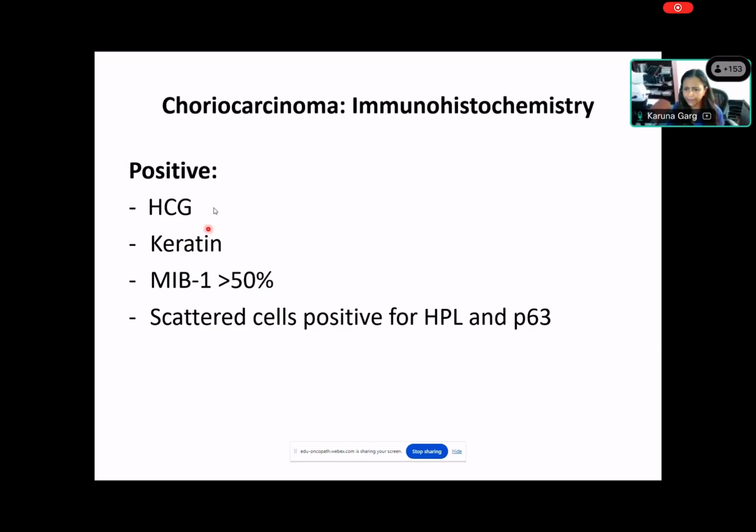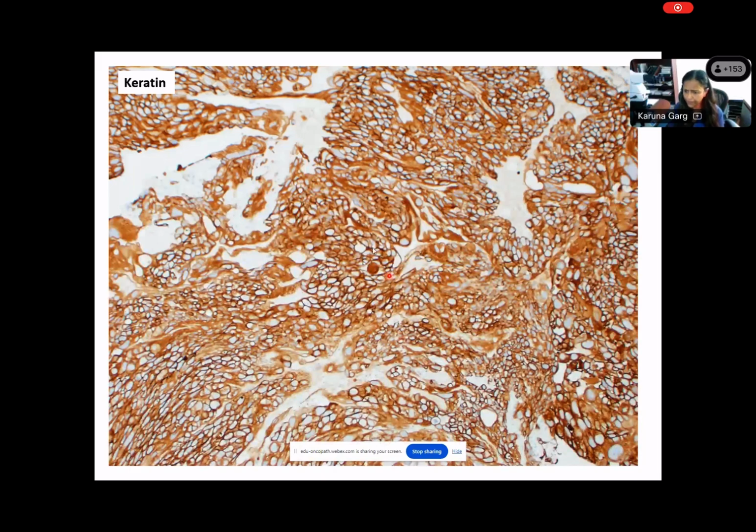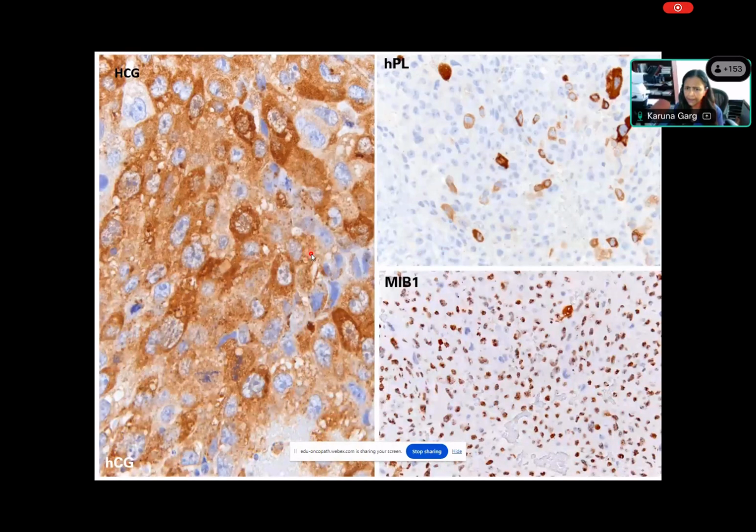In terms of immunohistochemistry, these will be positive for keratin. These will have a high proliferation index, and they will be positive for HCG. If you do intermediate trophoblastic stains like HPL and P63, there will be scattered positive cells as well. So this is a keratin strong diffuse staining in all trophoblastic tumors, basically. HCG will be positive, HPL will show a few cells that are positive, and again, the MIB1 will be very high.